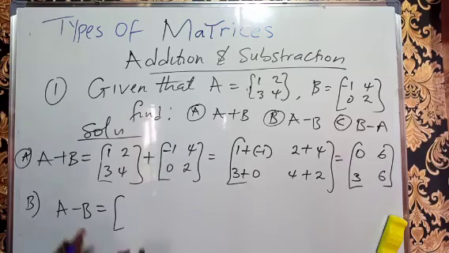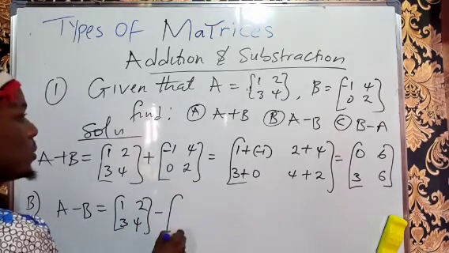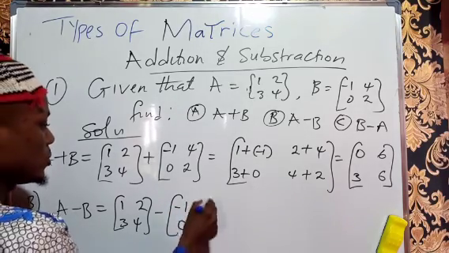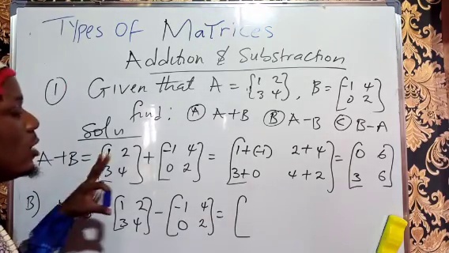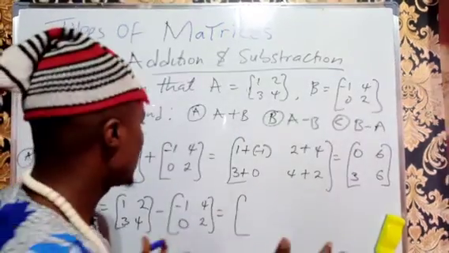A minus B, my A is 1, 2, 3, 4, minus B, where B is minus 1, 4, 0 and 2. Okay, the same process is involved in subtraction and addition, so there is no difference at all. You still take the same procedure.